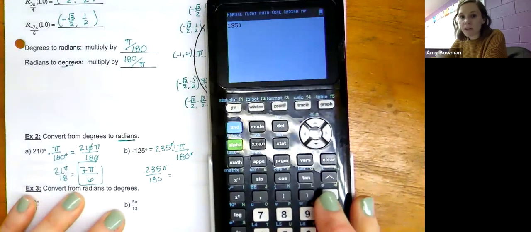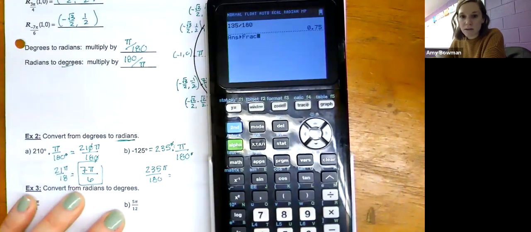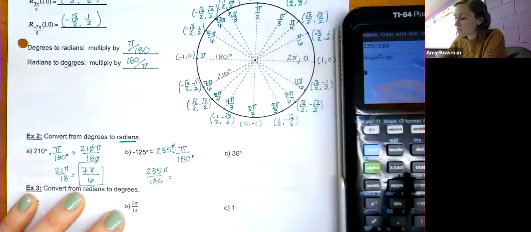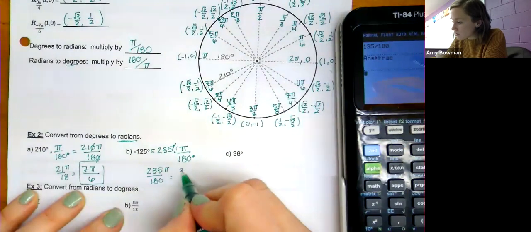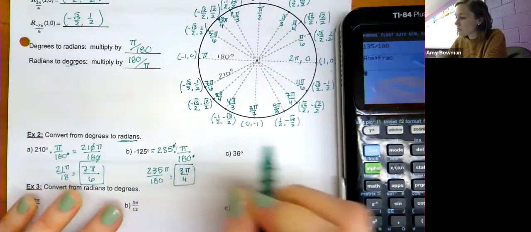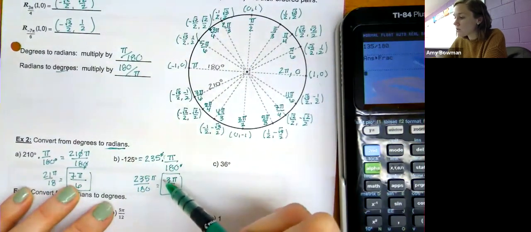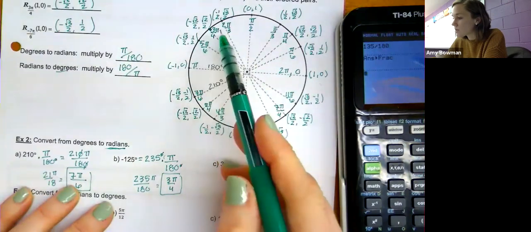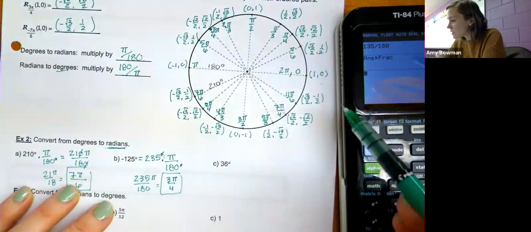So 135 divided by 180 gives me the fraction 3/4. That's nice. So 3 pi over 4. And then this should make sense. So a rotation of 235 degrees should be 3 pi over 4. So here is, let's see, that's not right.